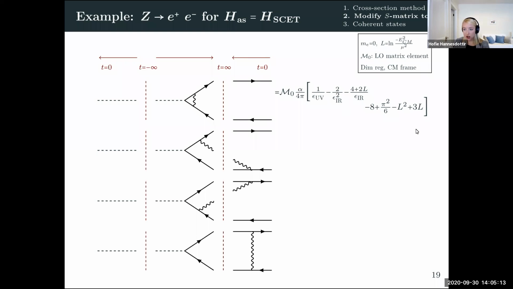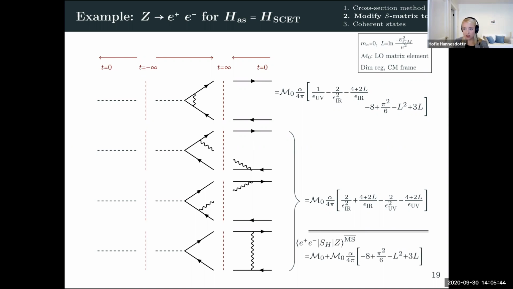But then I also know that there are no new scales in my construction. So actually these three diagrams have to also add up to 0. So now I actually know my answer, and this is my answer. If I take epsilon IR to be equal to epsilon UV, you see that this whole thing becomes 0. But the reason I could write it down right away is because I know that these IR divergences here have to be equal and opposite to these ones up here.